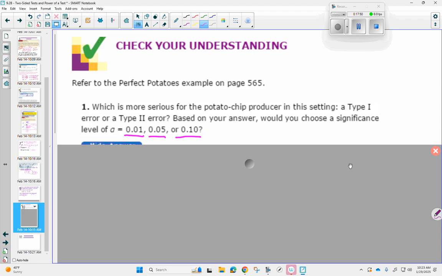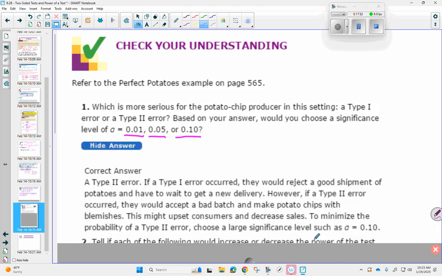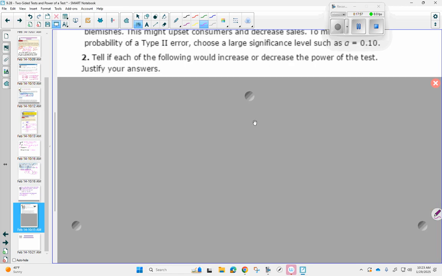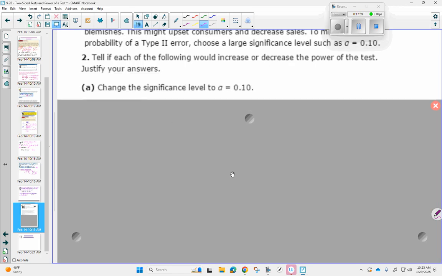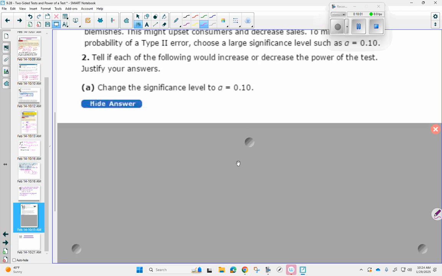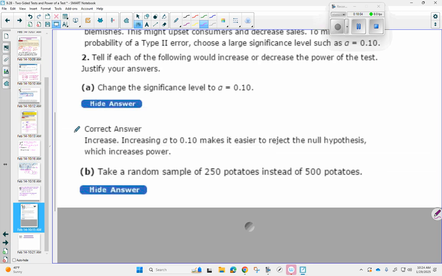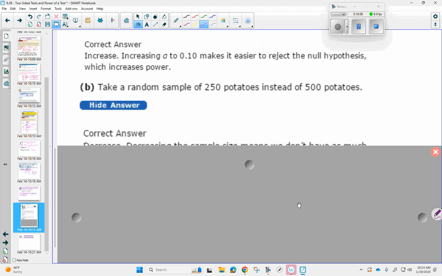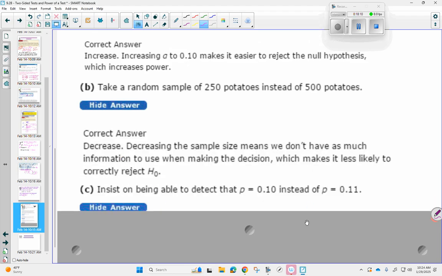Tell if each of the following would increase or decrease the power of the test. Change the significance level to 0.1. Increase. Take a random sample of 250 instead of 500. Decrease. Insist on being able to detect that p is 0.10 instead of p is 0.11. Yeah, that makes it worse. I don't know how you can just change the truth, but if you change the truth to 10%, that's closer to the null. That doesn't help. That decreases the power of the test.